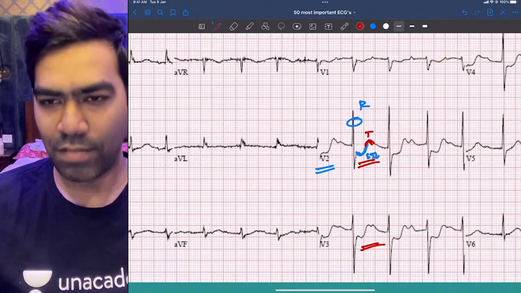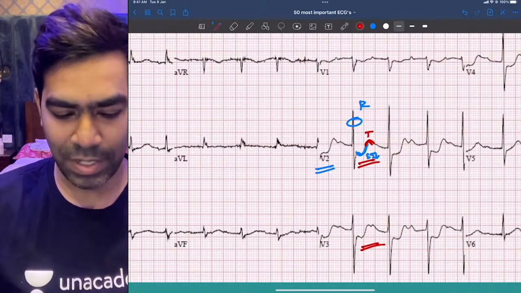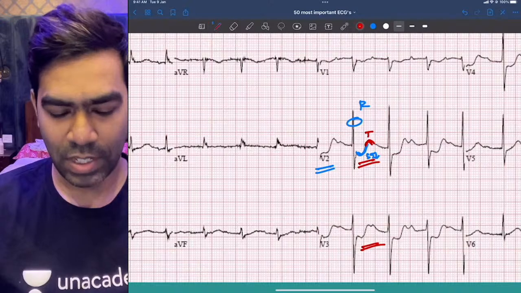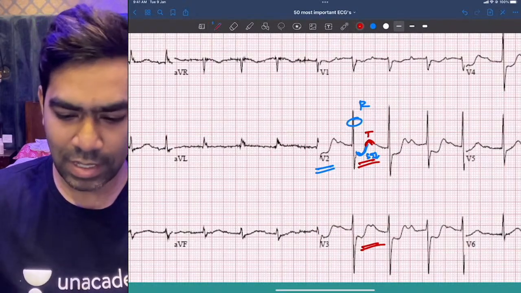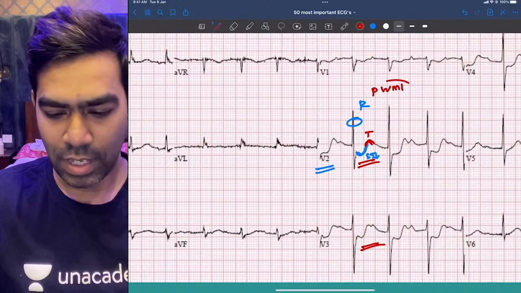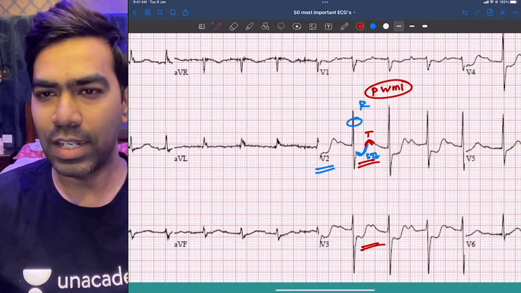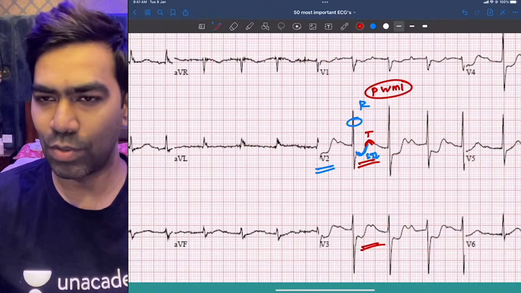So if you see a prominent R wave in lead V1 or V2 in a patient who's coming with ischemic symptoms and chest pain, and if you see a ST segment depression, and if you see an upright T wave like this, as I've told you, this is suggestive of a posterior MI. Even though the gold standard for finding out posterior MI is going to be the posterior leads, the standard 12 lead EKG itself is going to give you some clues.